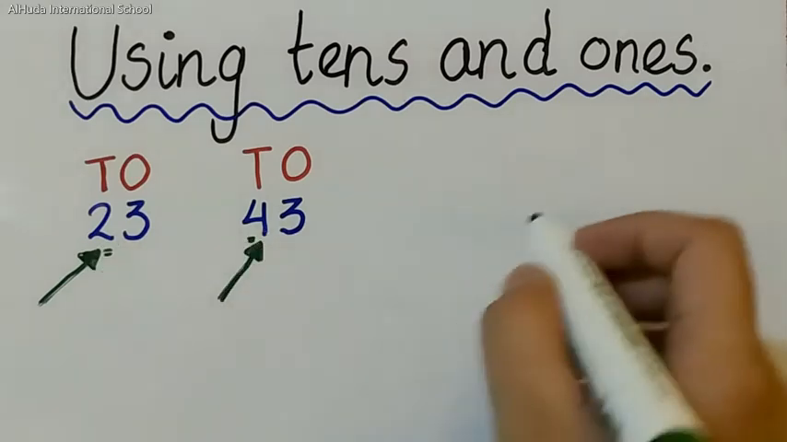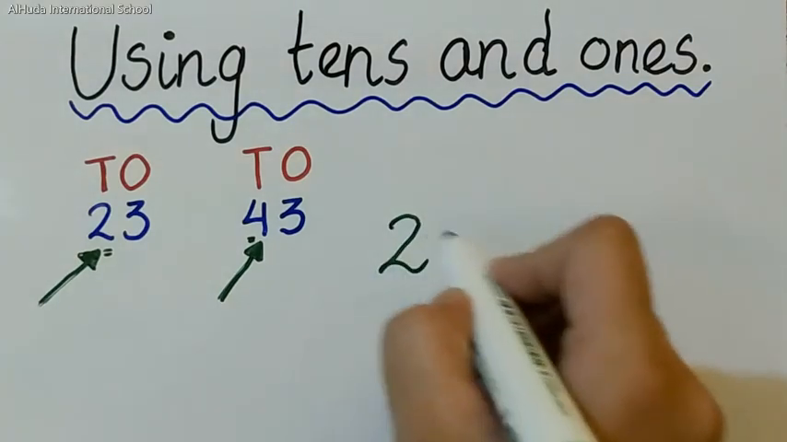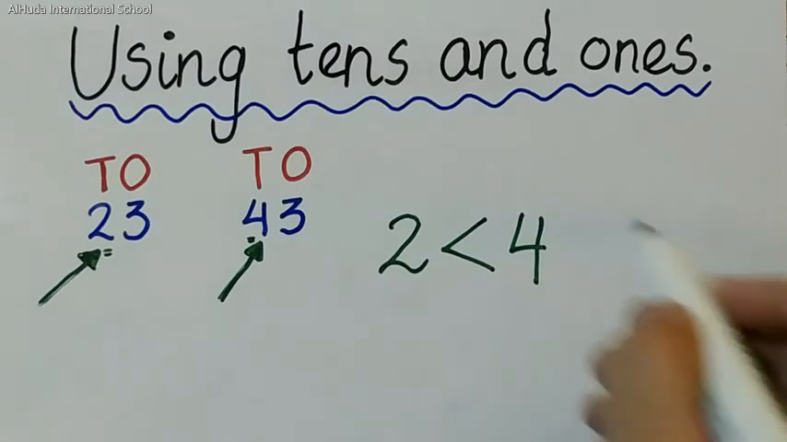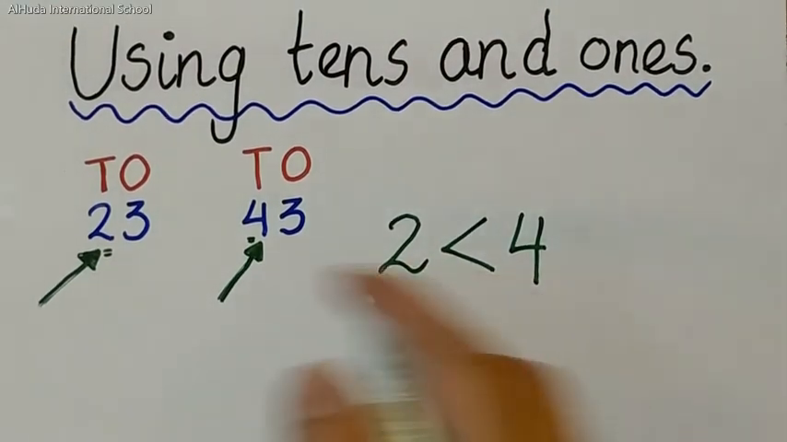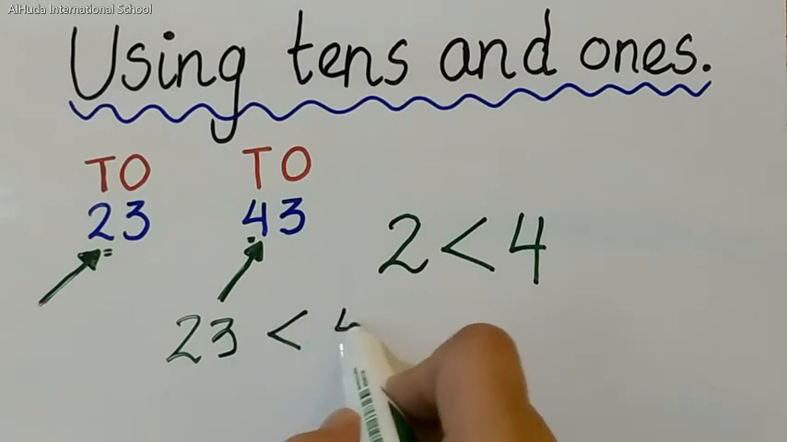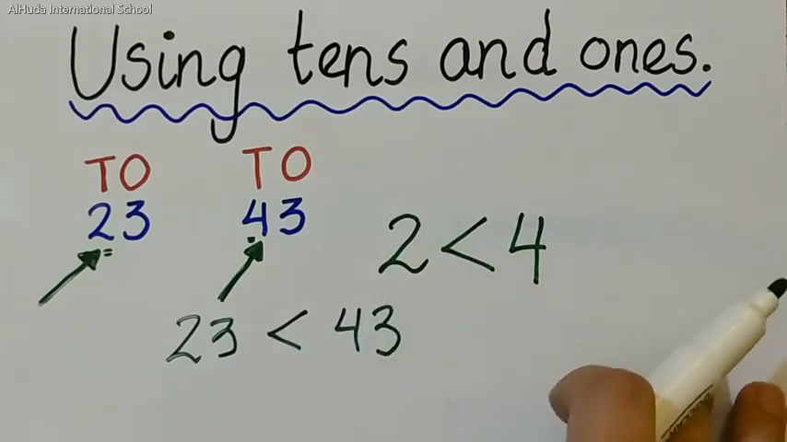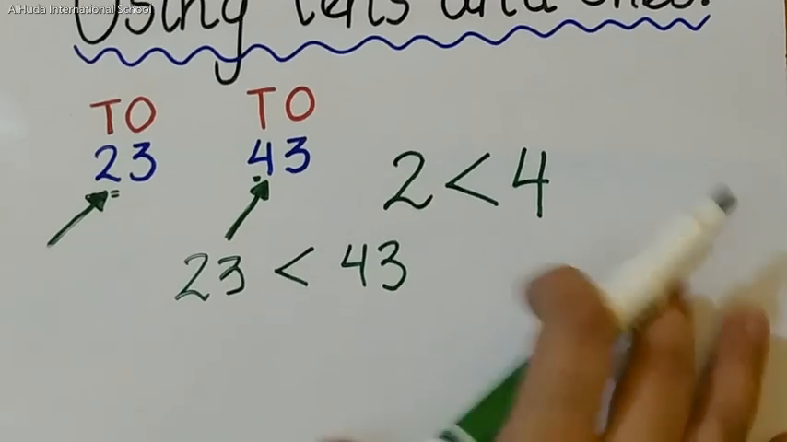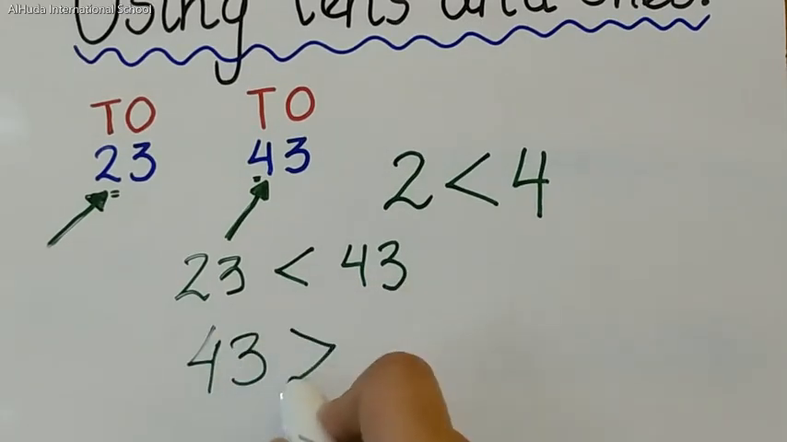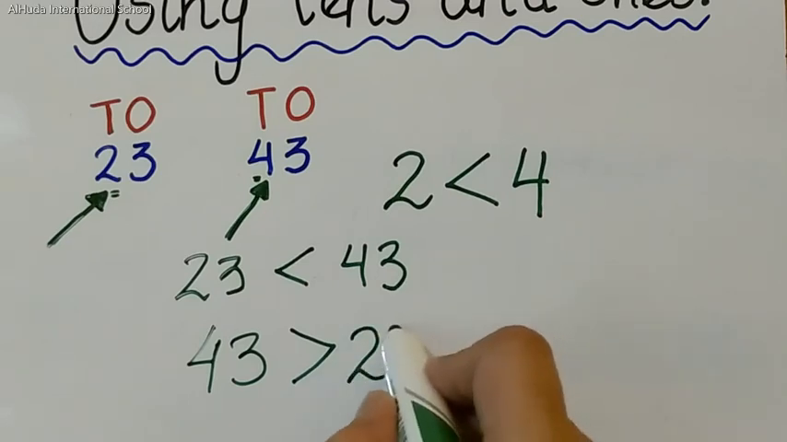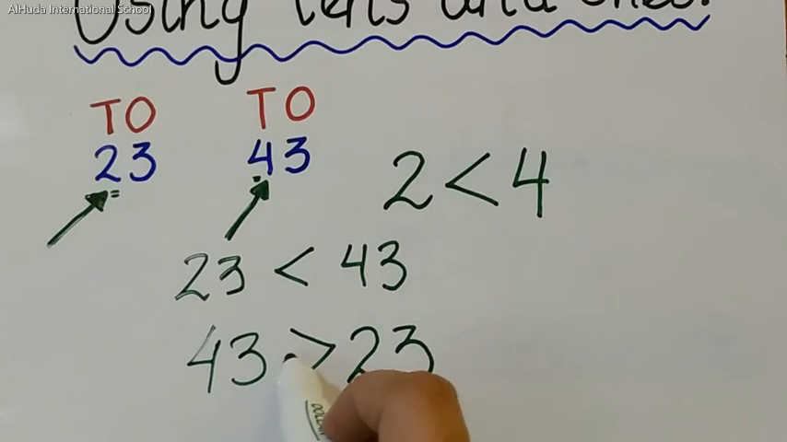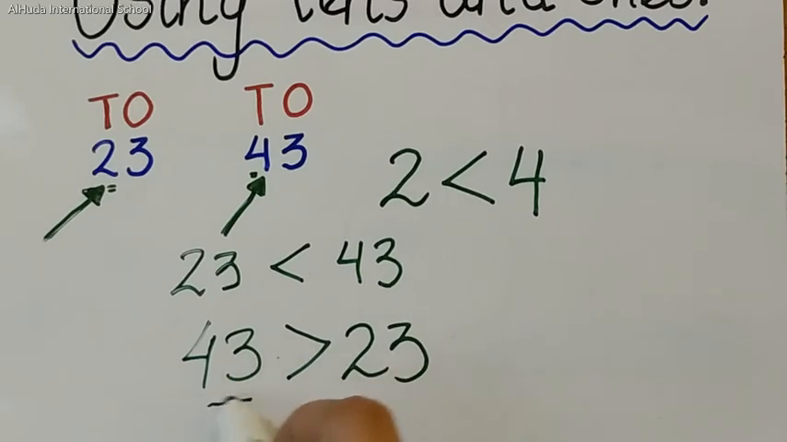4, which means that 2 is less than 4, and 23 is less than 43, or we can write it this way: 43 is greater than 23. Always remember that this mouth will be open towards the greater number.